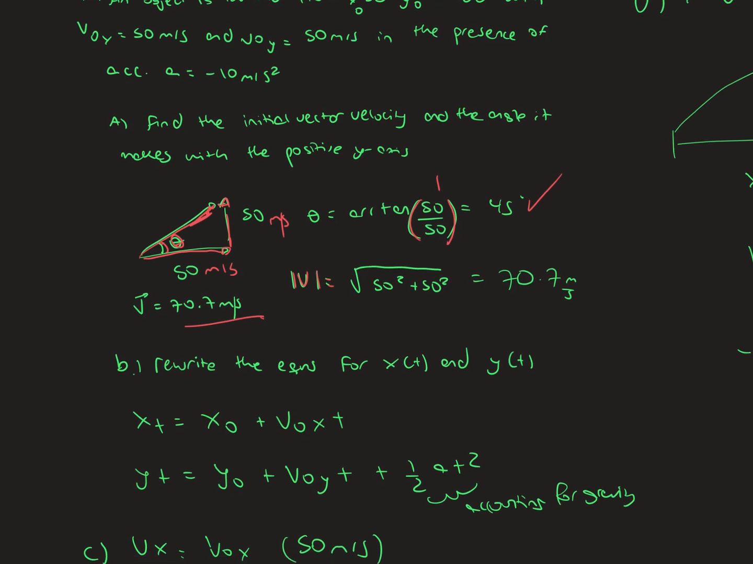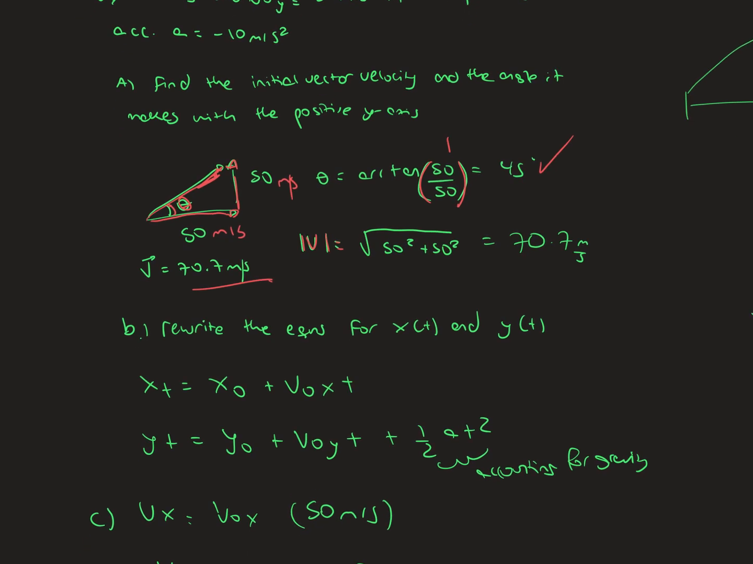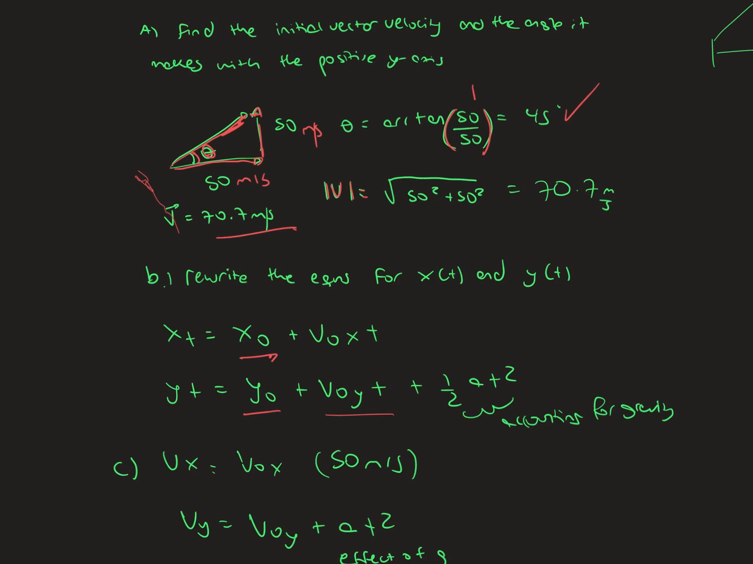In letter b, they're asking us to rewrite the equations for x of t and y of t. For x of t, we take the initial value for x plus the initial velocity in x times time. In the y direction, y of t is the initial y plus the initial velocity of y times time plus 1/2 times acceleration times time squared, which in this case accounts for gravity.